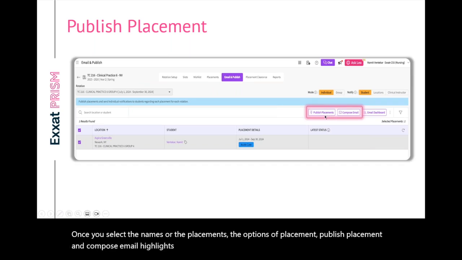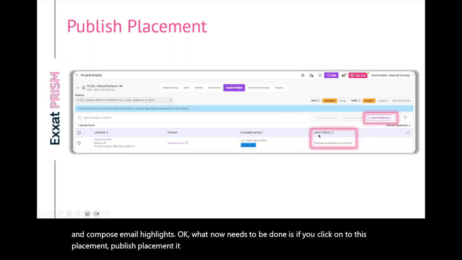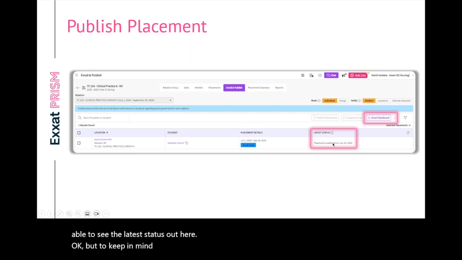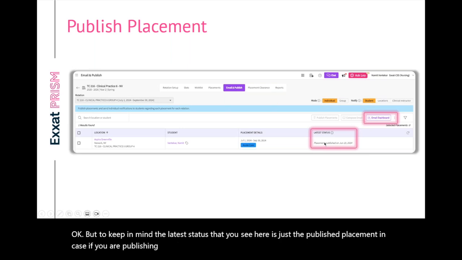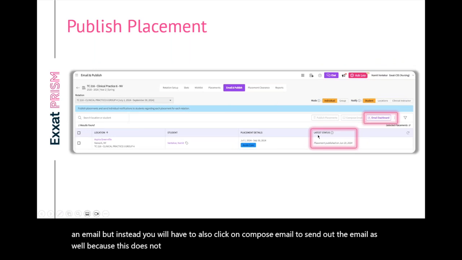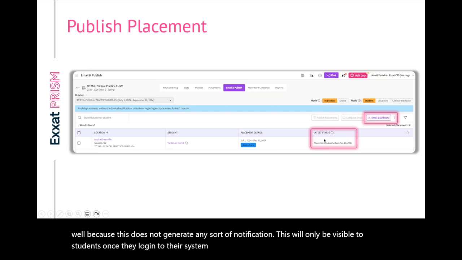Okay, what now needs to be done is, if you click onto this publish placement, it will automatically publish the placement and you should be able to see the latest status out here. Okay, but to keep in mind, the latest status that you see here is just the published placement. In case you're publishing the placement, please be sure that it will not automatically trigger an email, but instead you'll have to also click on compose email to send out the email as well, because this does not generate any sort of notification. This will only be visible to students once they log into their system. Okay, so this is something which needs to be taken into consideration.